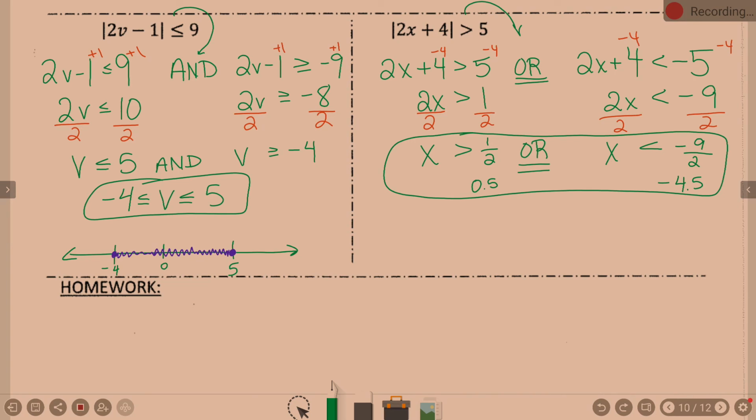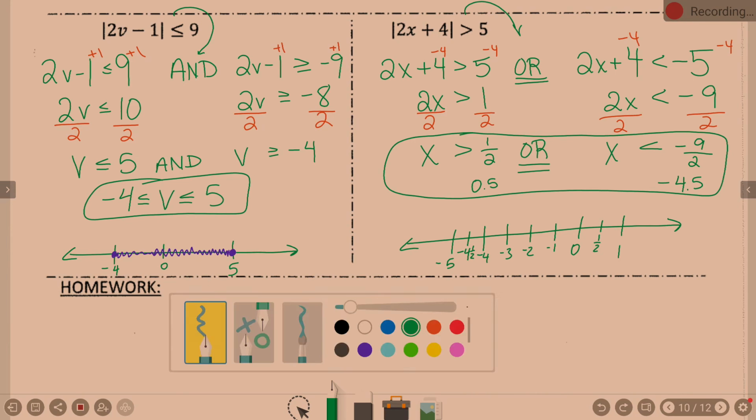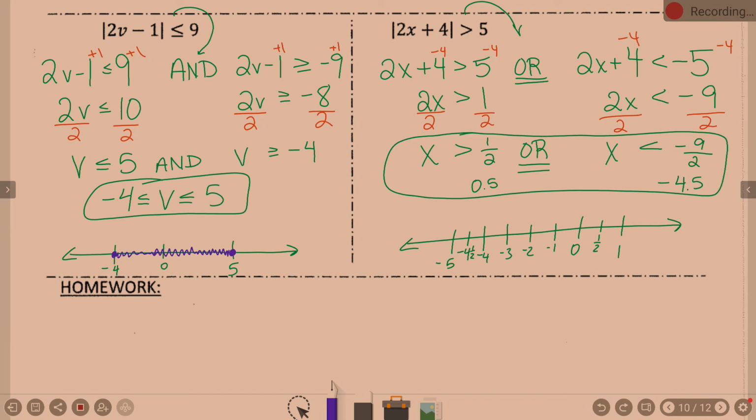How do we have to do the bar thingy? Right. Okay. So here's 0. I'm going to put 1 because I'm going to need my 1/2. Basically, you have to have negative 4.5 and positive 1/2 on your graph, right? Negative 4.5 is between negative 4 and negative 5. 1/2 is between 0 and 1. What kind of dots am I doing?